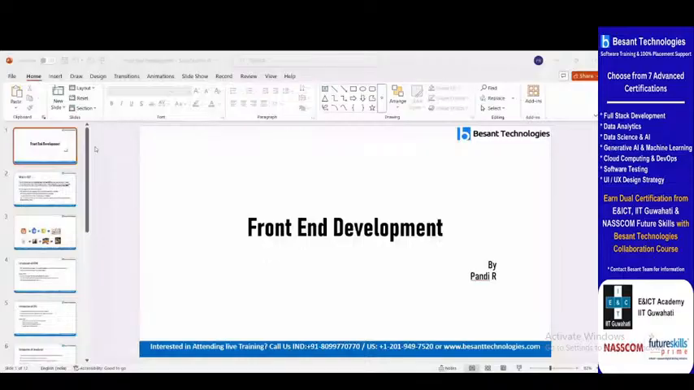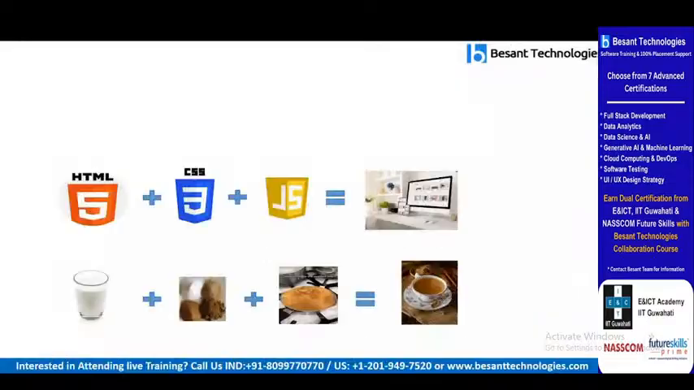There are some key technologies used in front-end development, which are HTML, CSS, JavaScript, and then React and Angular to build our UI. I have mentioned previously what technologies we are using: HTML, CSS, and JavaScript.